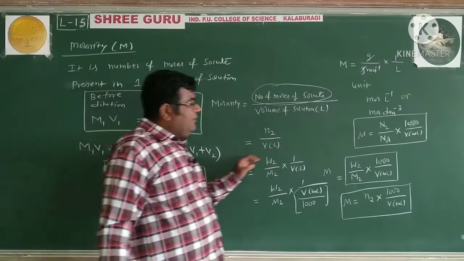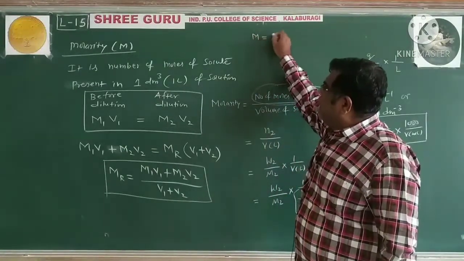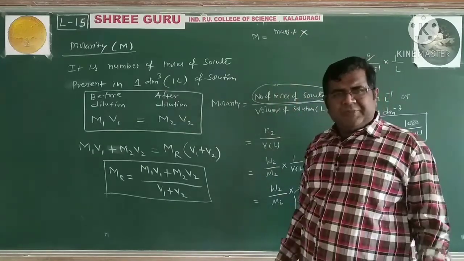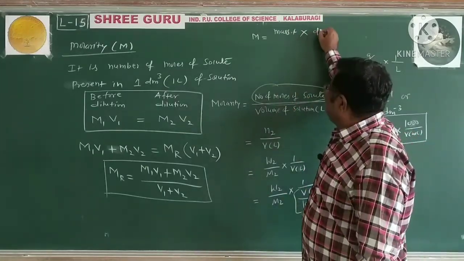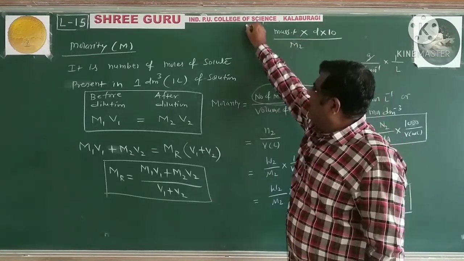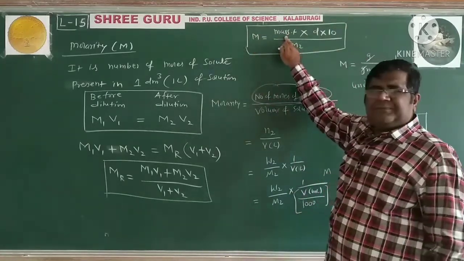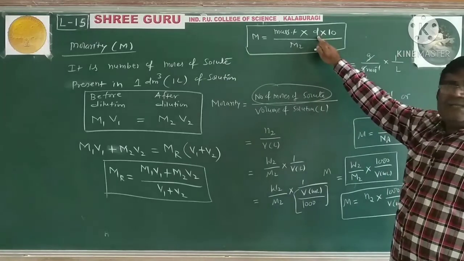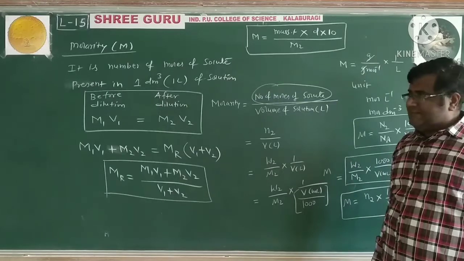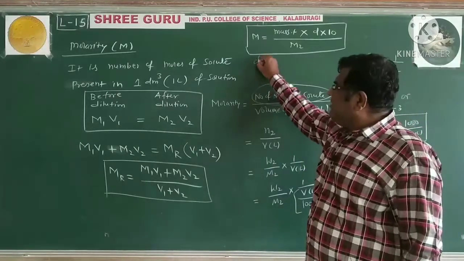Another way we can express this molarity, if we have the mass percent of solute given in the question and the density is given, we can use this formula. Molarity is equal to mass percent of solute multiplied by density multiplied by 10 divided by M2, like this. Now this molarity depends on temperature.